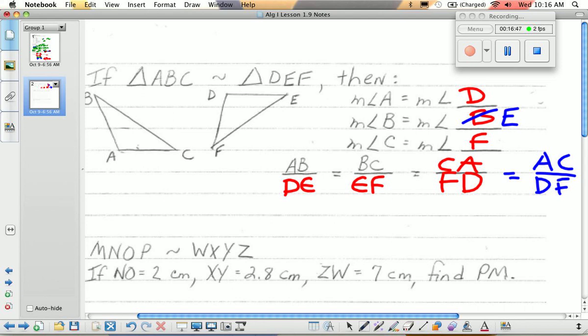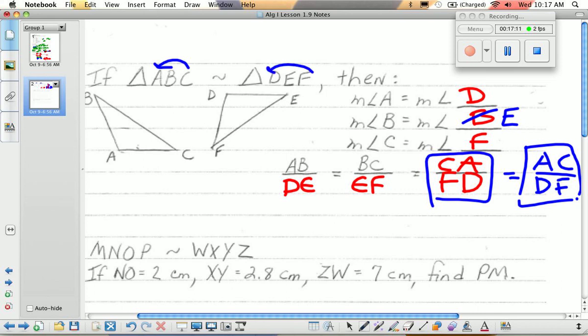Now, when Jacob came up here and did this, is that really any different than this? No. Okay, here's the deal. Order does not matter when you're giving a line segment name. So if you want to start with C and then A, going from here to here this way, you can, but it's really still the same side. So in reality, we do have the three ratio relationships, and all of those should be proportional.